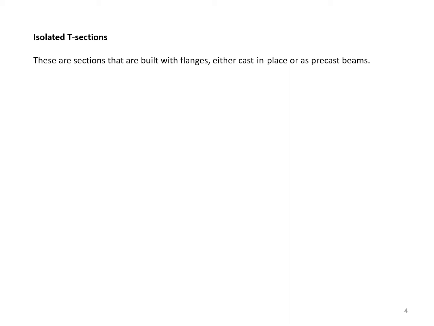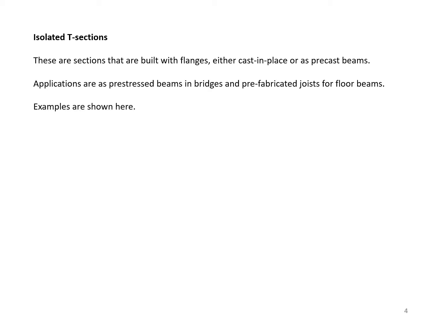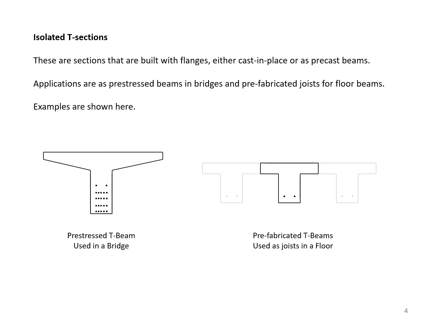Isolated T-sections. These are sections that are built with flanges, either cast in place or as precast beams. Applications are as pre-stressed beams in bridges and prefabricated joists for floor beams. The examples are shown in here. In this figure to the left, you see a pre-stressed T-beam which is used in bridges, and the figure to the right shows a series of prefabricated T-beams forming a floor system or a roof.